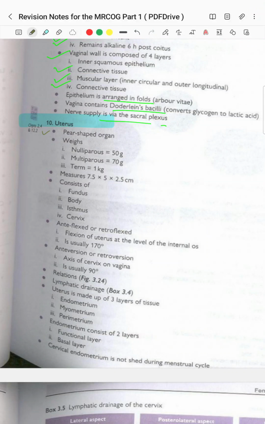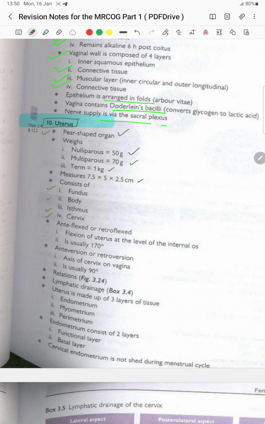Let's start our next organ. It is the uterus, a pear-shaped organ. Its weight in nulliparous women is 50 gram, and in multiparous women it is 70 gram, and at term the weight of the uterus alone is 1 kg. The measurements are 7.5 by 5 by 2.5 centimeter in the non-pregnant state, and it consists of the fundus, the body, isthmus, and cervix.